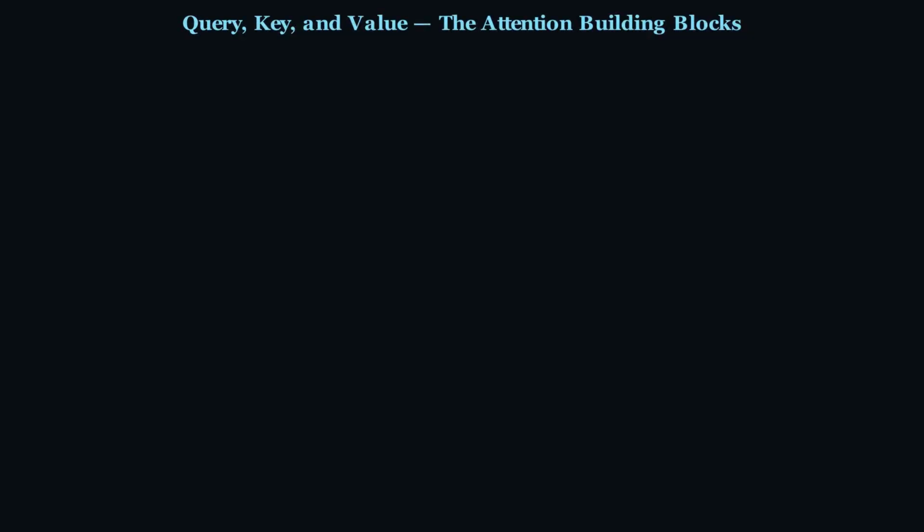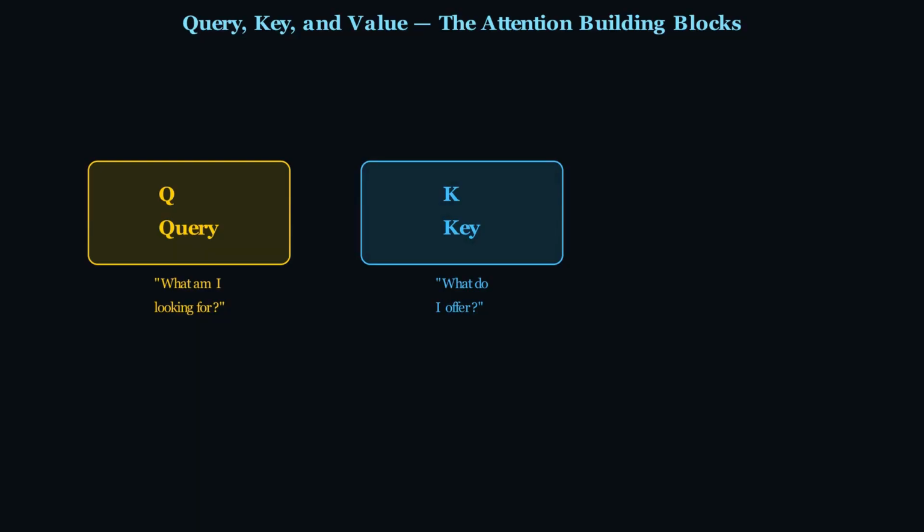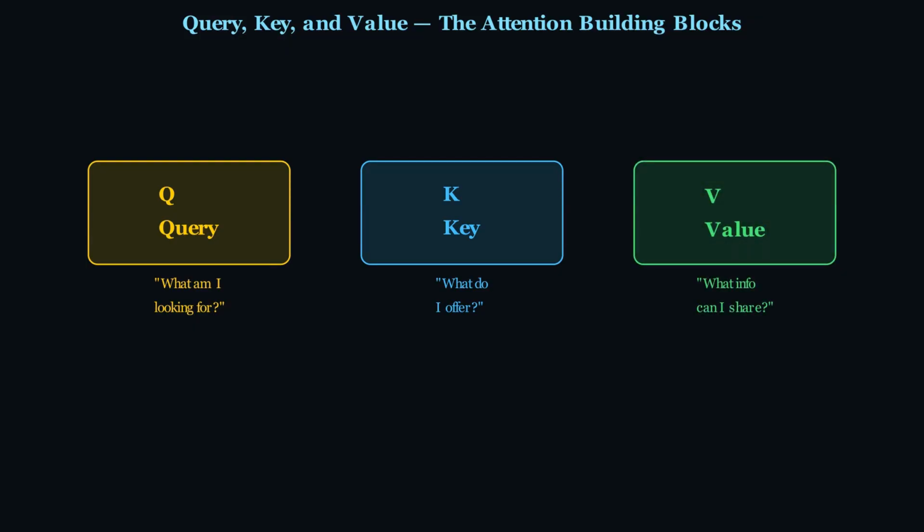Attention is implemented using 3 vectors per token: query, key, and value. The query asks, "What am I looking for?" It represents the current token's request. The key describes, "What information do I offer?" Each token broadcasts its content. The value carries the actual content that will be retrieved if matched.